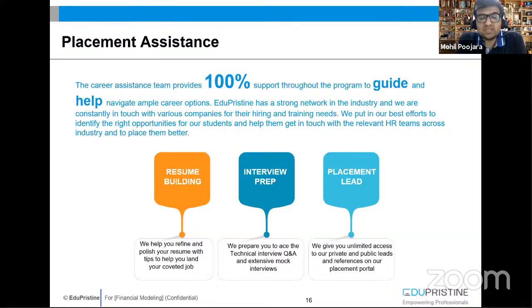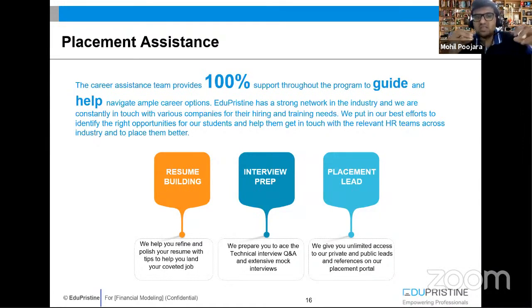So in terms of placement assistance, EduPristine does give you placement assistance. EduPristine actually is at a good position because it has a lot of industry contacts that keep reaching out saying, do you have any good people for financial modeling? Please let us know. We need a very good financial modeler.